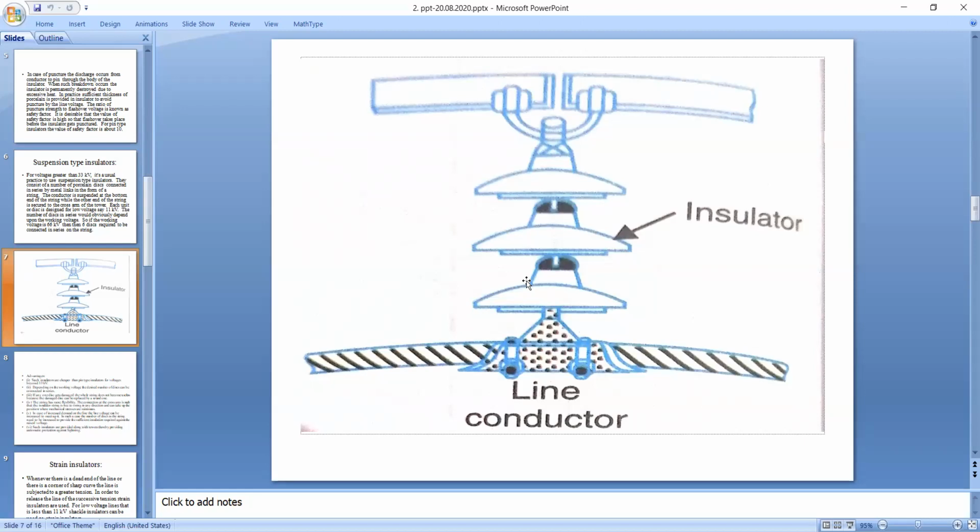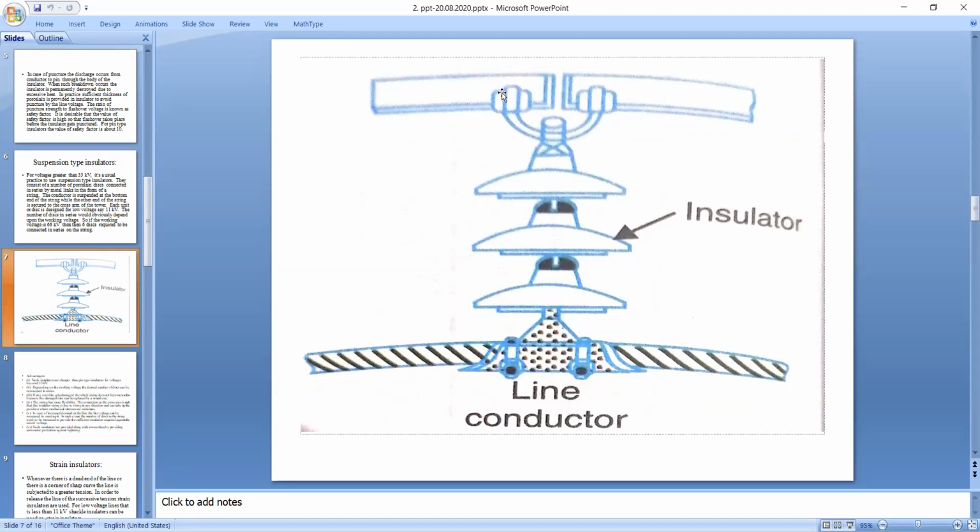So altogether, you have 3 porcelain discs which are connected in series. First porcelain disc, second porcelain disc, third porcelain disc. All these are connected in series by the form of metal links. These black portions are the metal links. So these are connected to each other by metal links in the form of a string, and they're connected in series. These 3 porcelain discs. So this altogether forms a string insulator.